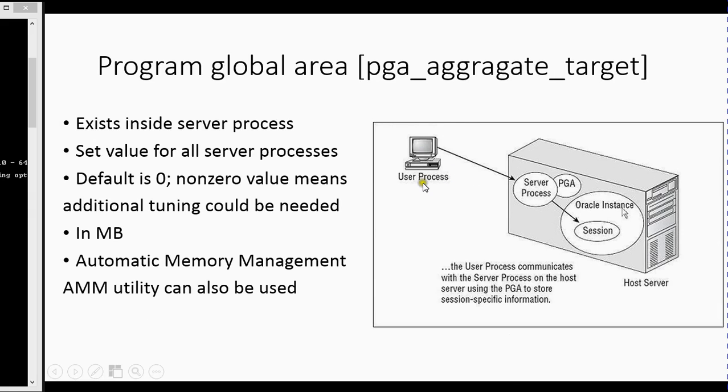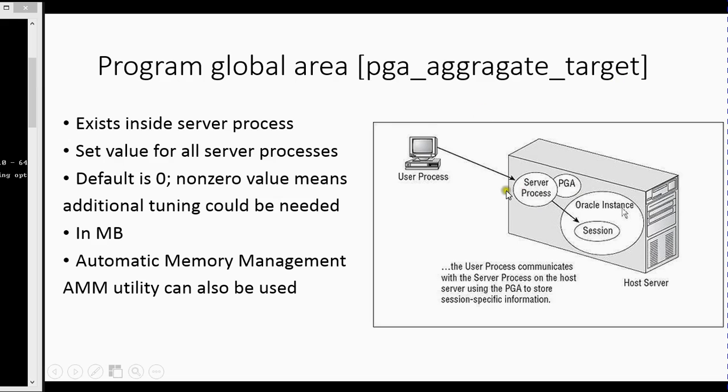If you look at this picture, you have a connection into the host server. The user process will communicate with the server process, and the server process is where the PGA is stored. So if you have multiple user processes, they would all communicate with server processes, and each server process would have a little bit of PGA attached to it. This parameter is just the overall value for all of the PGA.